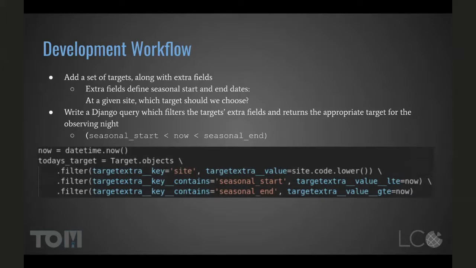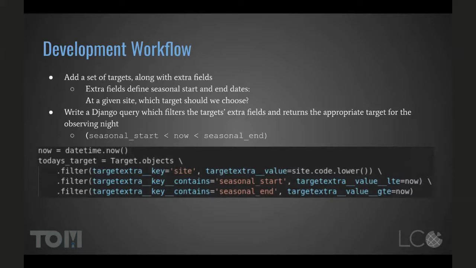I have a set of targets in my database, and I'm able to query the database and filter on 3 components. The site, so I want to be able to get a target that is associated with some LCO site. I want to say that the seasonal start date of the target must be less than or equal to now, and I want the seasonal end date to be greater than or equal to now, and that gives me a target that I'm going to schedule a standard for.